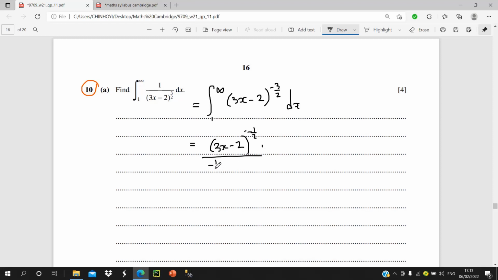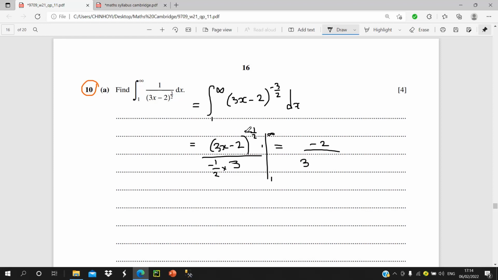It's under integration; I was confusing it with differentiation. Then underneath, you multiply with the derivative of what is inside the brackets, which is 3. So if we simplify this, then you substitute your limits 1 up to infinity. If you simplify, it's minus 2 over 3.